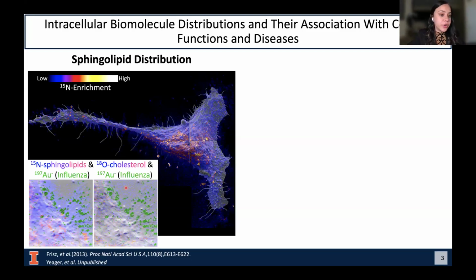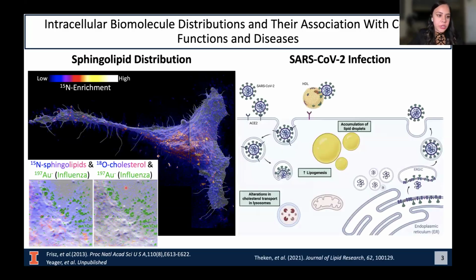Additionally, visualizing the distributions of lipids and cholesterol in diseased cells also offers valuable insight into the molecular mechanisms underlying these diseases. For example, in SARS-CoV-2 infection, alterations in lipid metabolism occur, and this leads to increased lipogenesis, and it also leads to alterations in the transport of cholesterol. Therefore, visualizing the distribution of biomolecules or specific lipid species in cells provides information about cellular function, dysfunction, metabolism, and may also yield insight into their functional roles in both healthy and diseased cells.